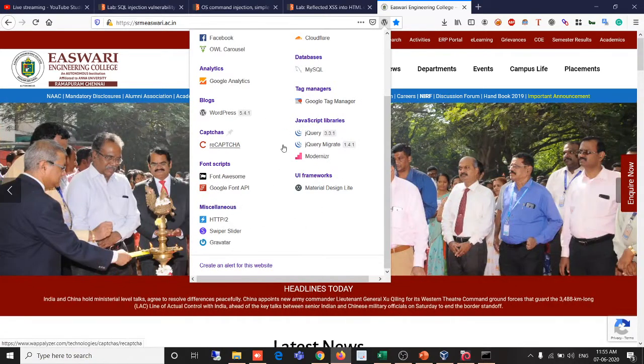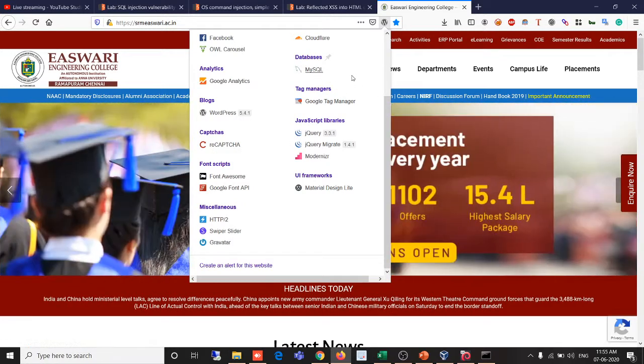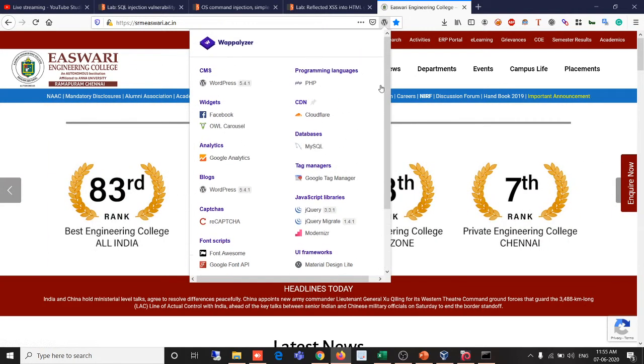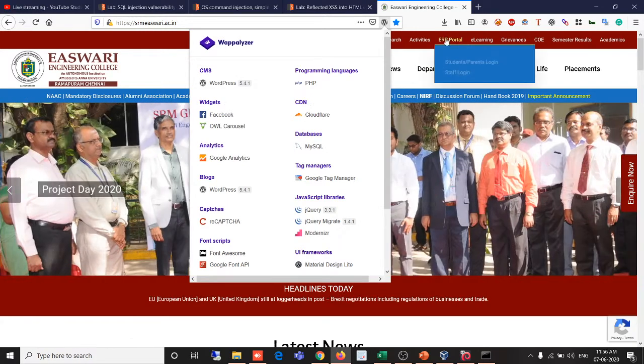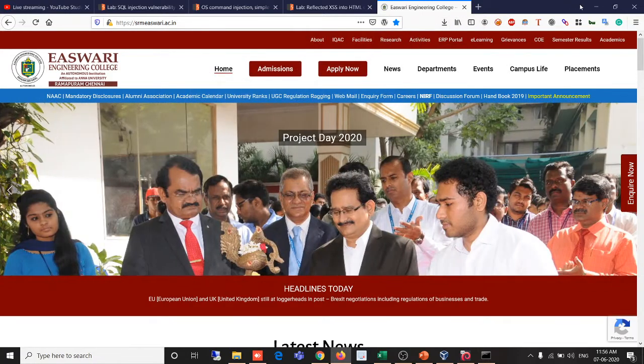Lot of stuff, right? And they use a MySQL database. As I said, I was talking about SQL injections, right? If it is not used properly, you could exploit it. And this is a CDN. Cloudflare is for the protection, guys. So these are some basic footprinting information.